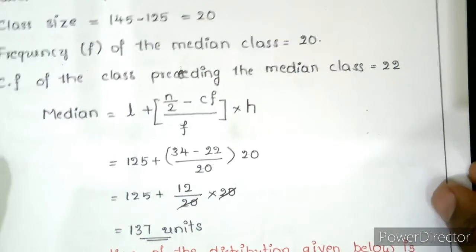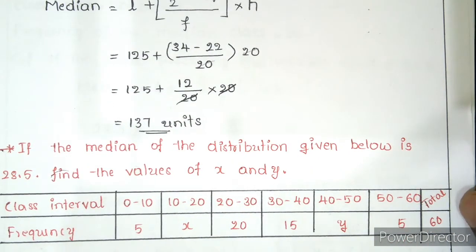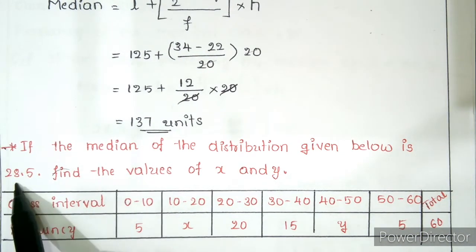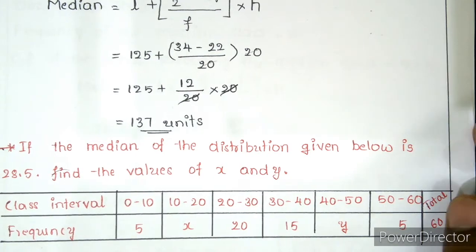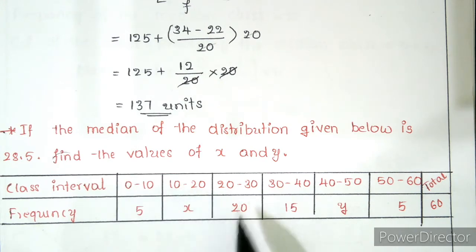So next question you see that. If the median of the distribution given below is 28.5, find the value of x and y. Find the value of x and y. So class intervals are like that: 0 to 10, 10 to 20, 20 to 30, 30 to 40, 40 to 50, 50 to 60, total.